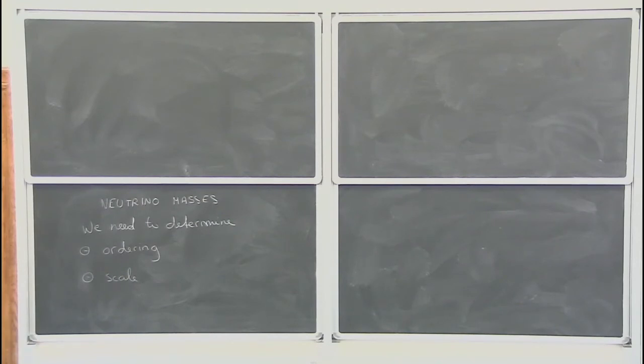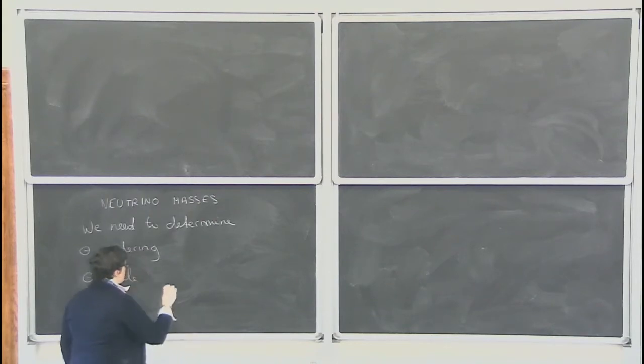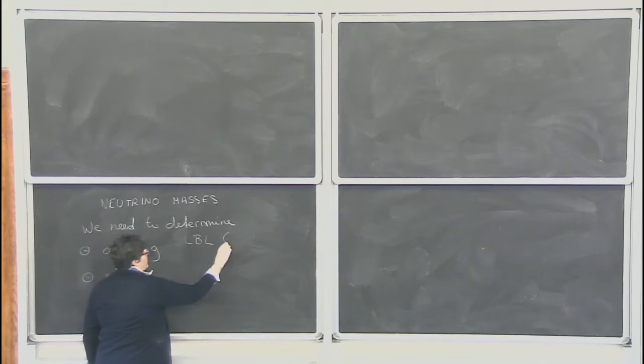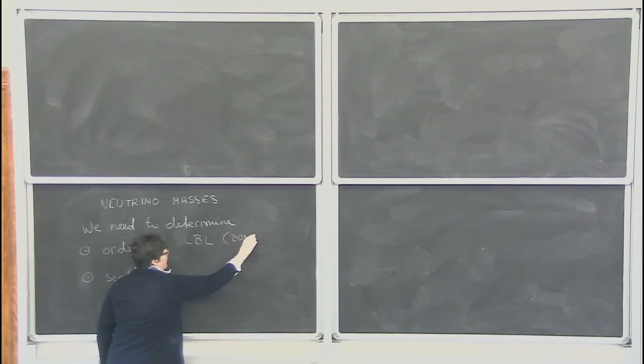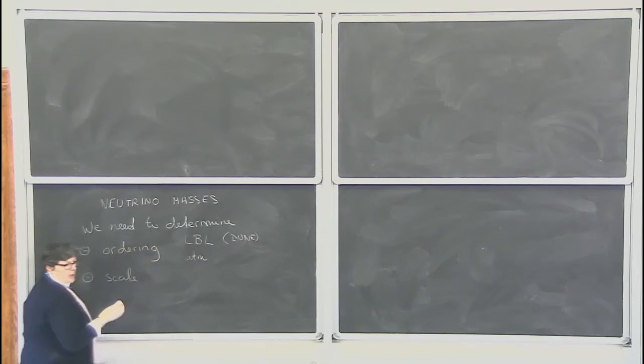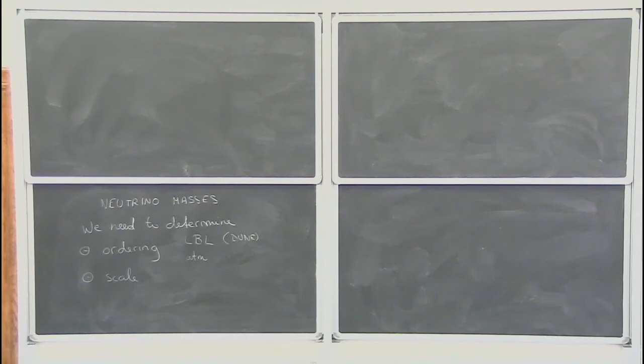Now, for the ordering, which means the sign of delta m square, I mentioned at the end of the last lecture that this sign enters in the enhancement or suppression of oscillations in matter. So experiments which can look at matter effects, so the long baseline oscillation experiments, particularly DUNE, and atmospheric neutrino experiments will be able to tell the sign. In particular, DUNE has a sensitivity to 5 sigma in not very long, a couple of years.